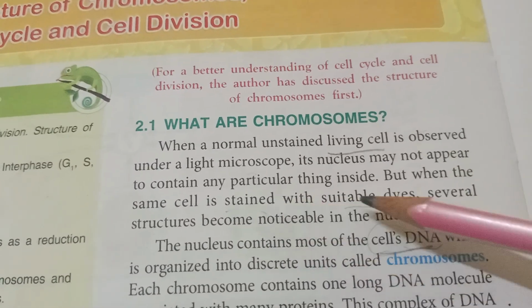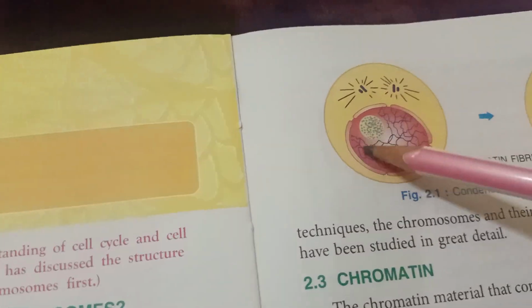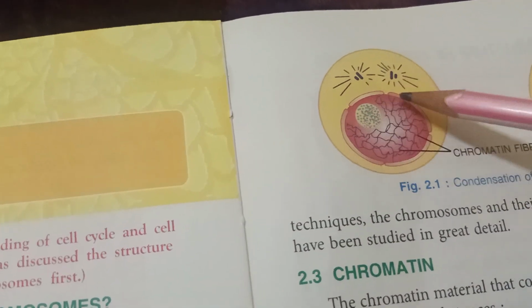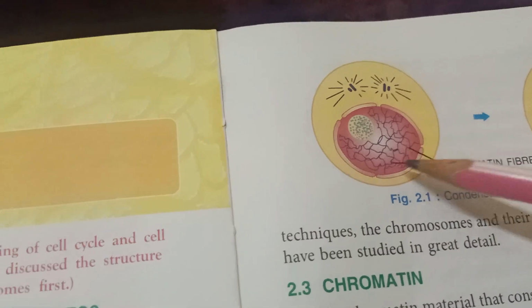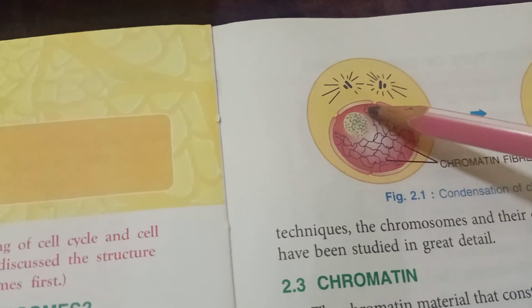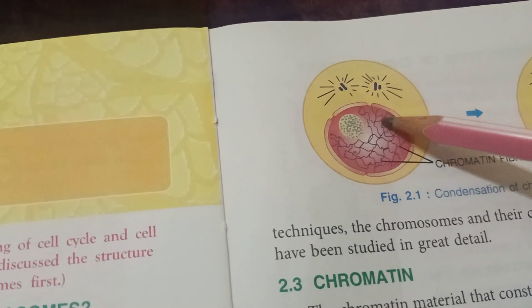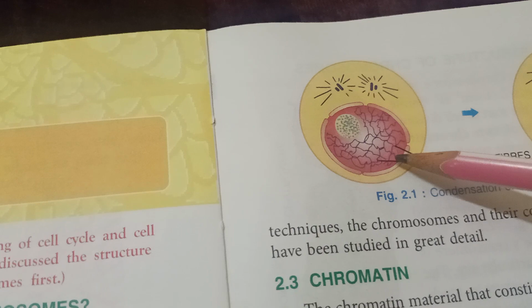We stain it with a suitable dye, and then the noticeable things are observed in the nucleus. And what are those? Mainly, the main content that is observed inside the nucleus after dyeing the cell is DNA. This thread-like content is called DNA.